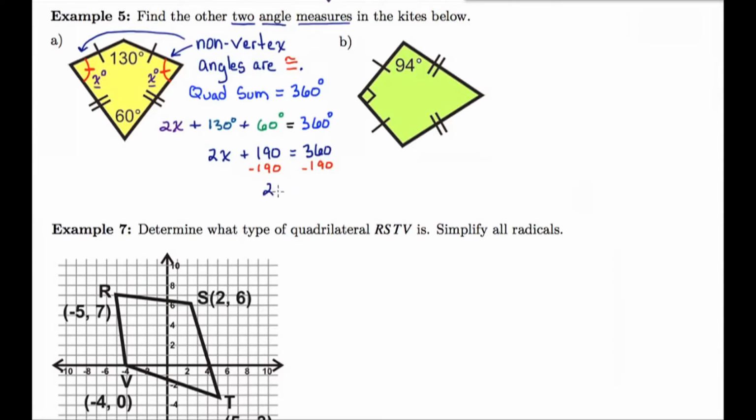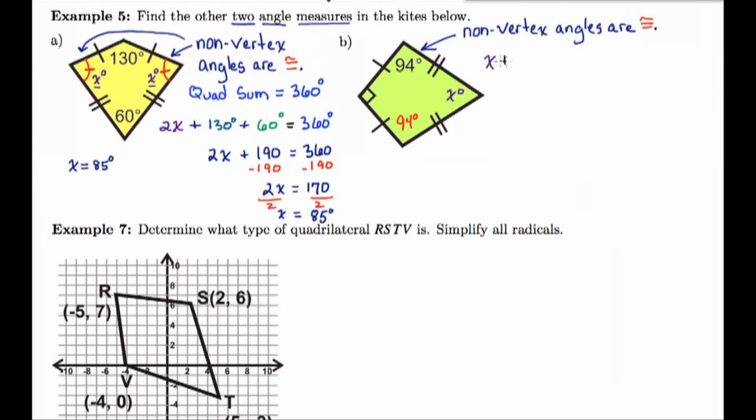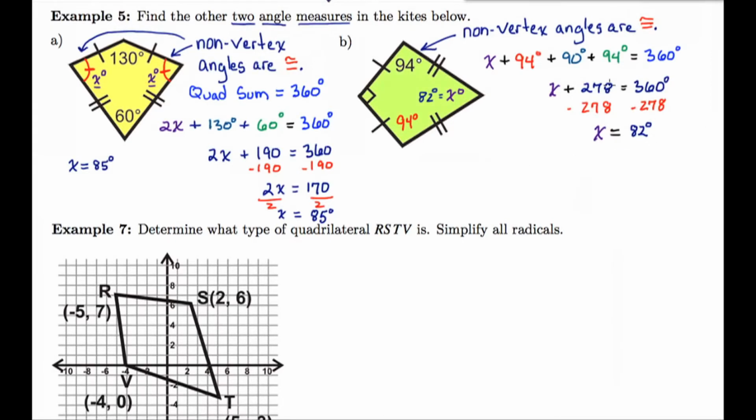So now we can combine like terms and solve for x. We get 2x equals 170, divided by 2, x equals 85. So those are my two unknown angles. They're both 85. Part B, I know one vertex angle is 90. I know that one of the non-vertex angles is 94, so that must mean the other is 94. Again, I know that the quadrilateral sum is 360. So I can come up with an equation and solve for x. Now you get 82 degrees.